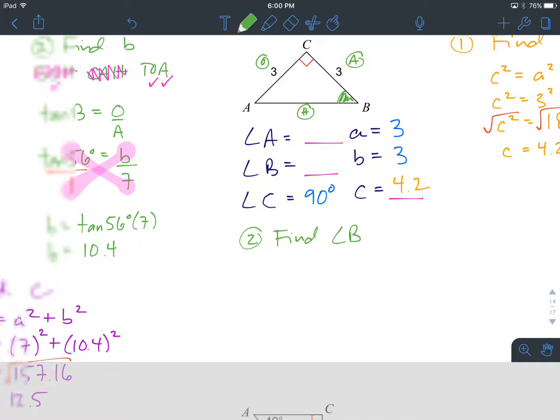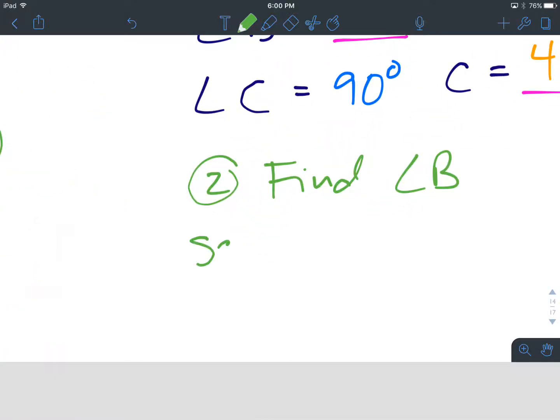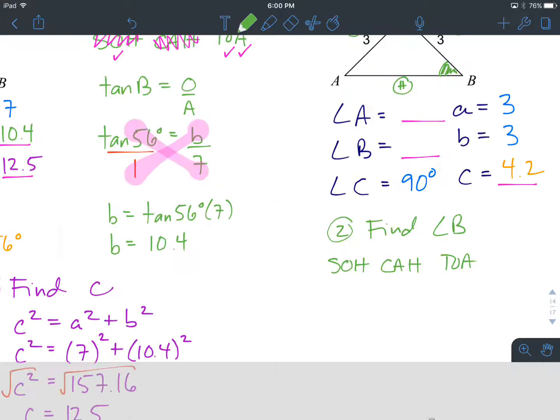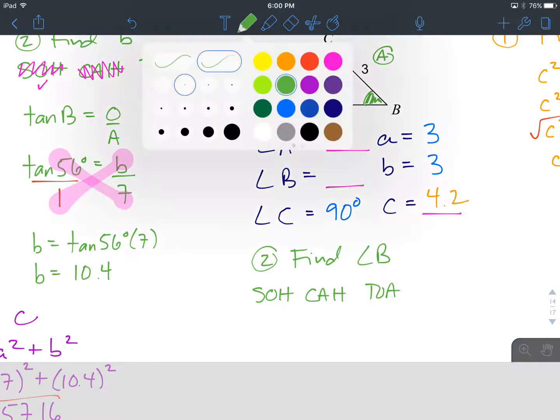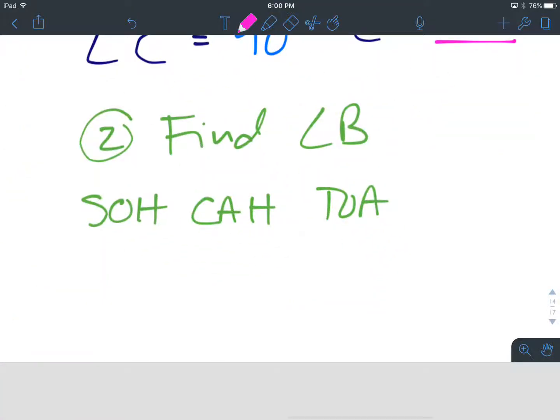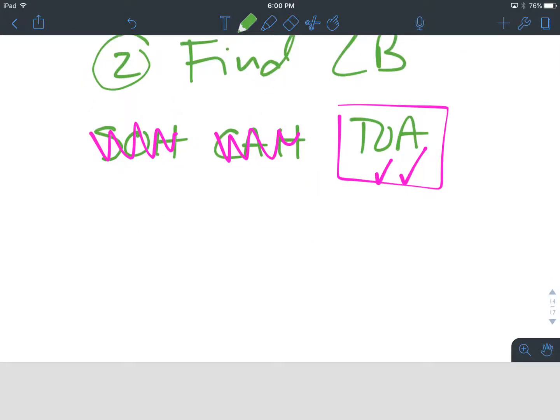And finding angle B means that we need to pick a trig ratio. So let's start that out with SOHCAHTOA. Let's see what we've been given. So from here, we've been given both the opposite and the adjacent. So that means opposite and adjacent. So sorry, CAH, sorry, TOA. We are going to be using tangent again. So let's write out the bare bones tangent. So the tangent of angle B is equal to the opposite, which is 3, over the adjacent, which is 3.